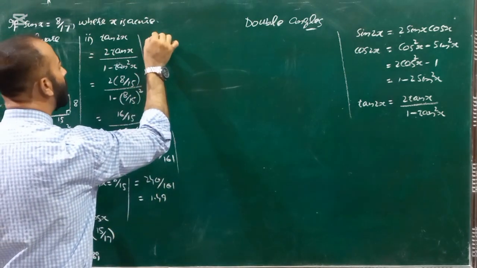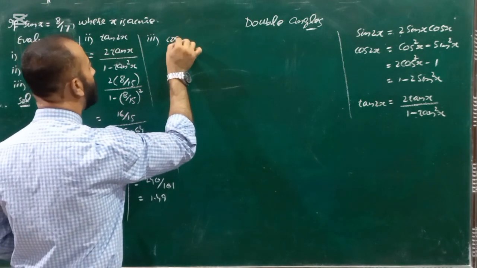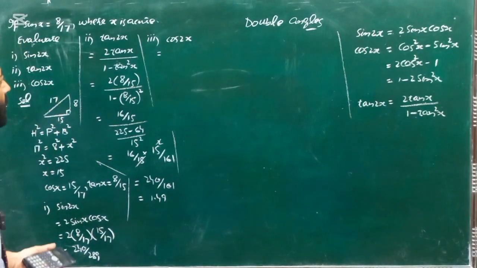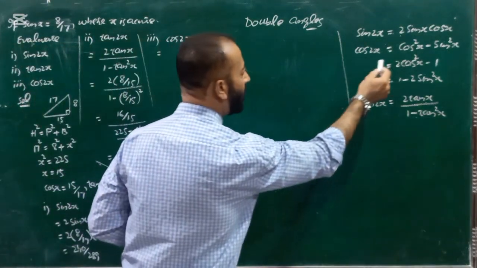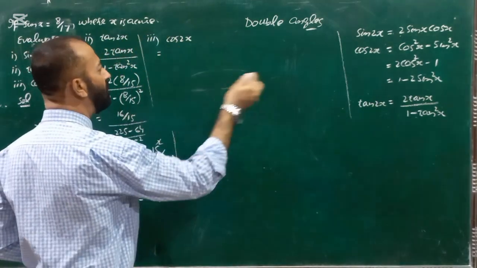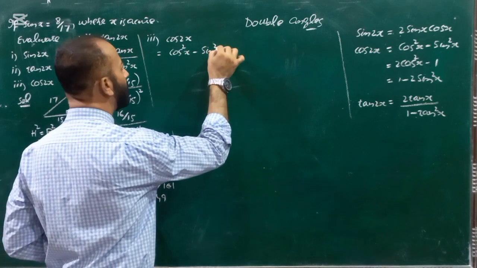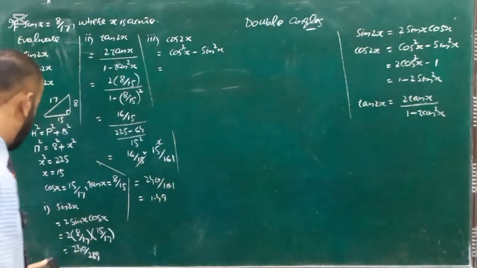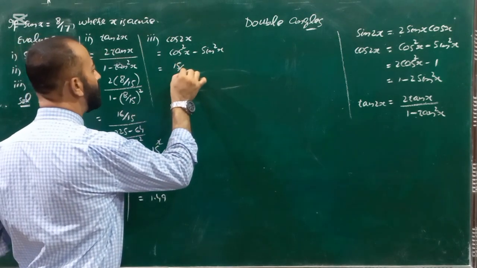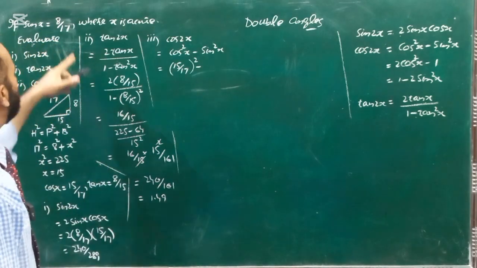Okay, now come to the third part, that is cos 2x. Now we have all values, that is sin x, cos x, and tan x. Actually cos 2x has three formulas, so we may use any of the formulas. So I'm applying the first formula: cos square x minus sin square x. Now cos x is 15 by 17, so 15 by 17 square minus sin x is 8 by 17.